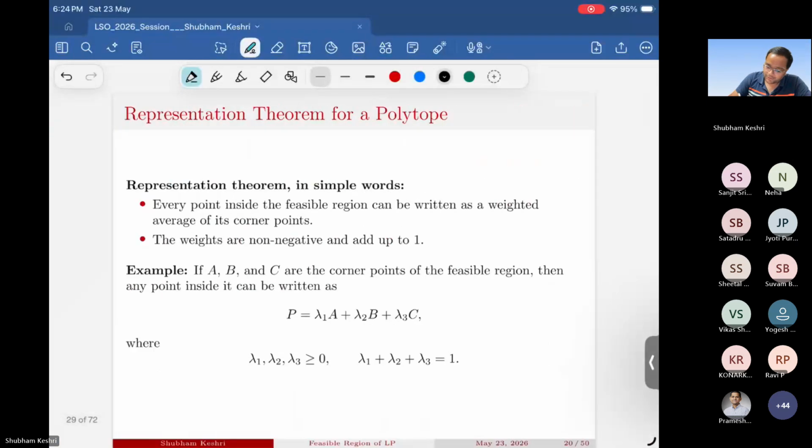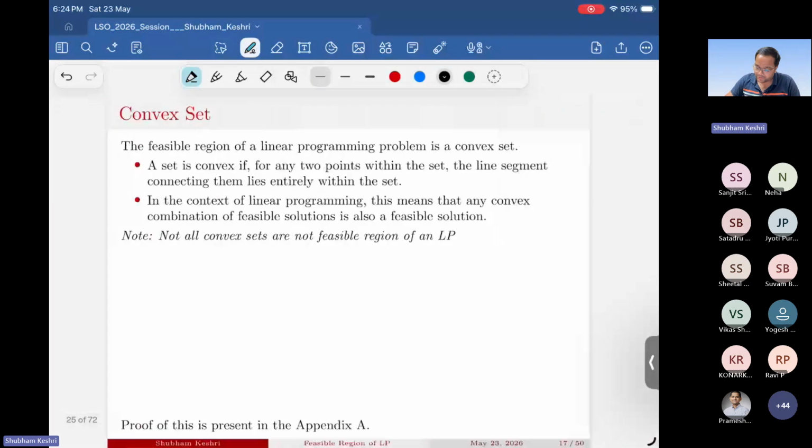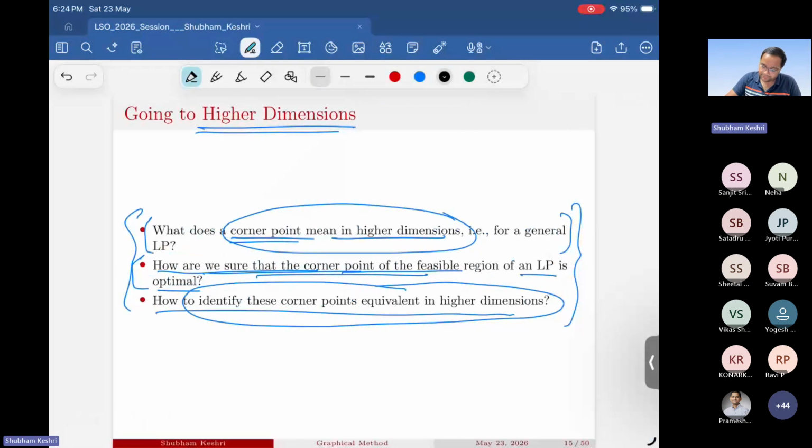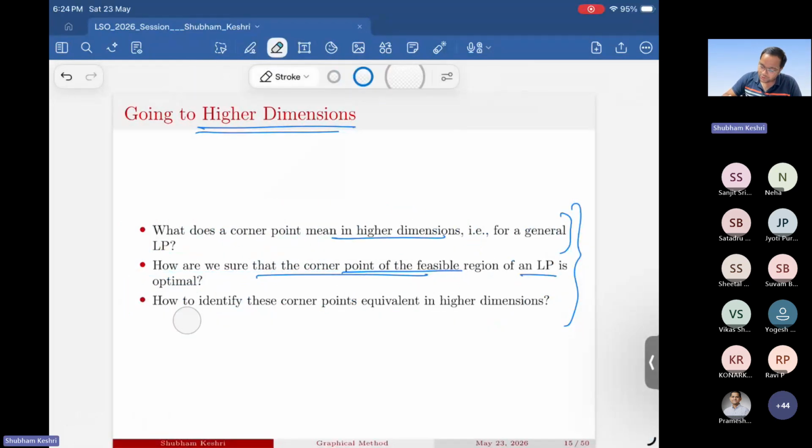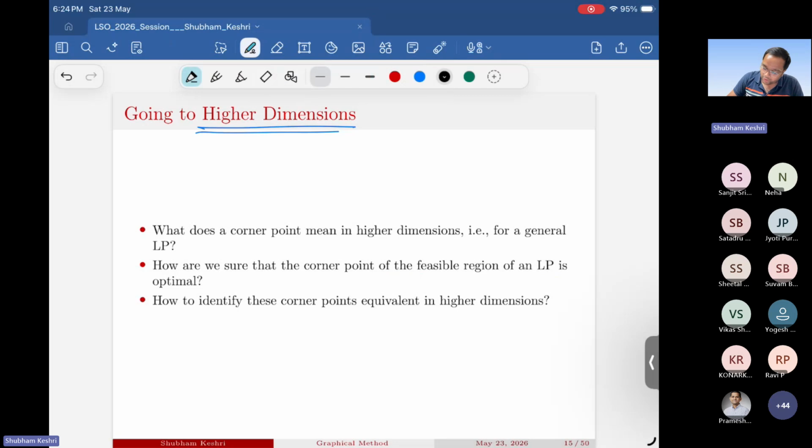Okay, now we are moving to something else. This was answering the first question. What does a corner point in higher dimension mean? So it is actually an extreme point.